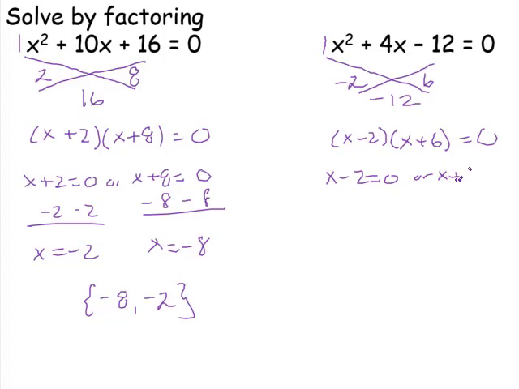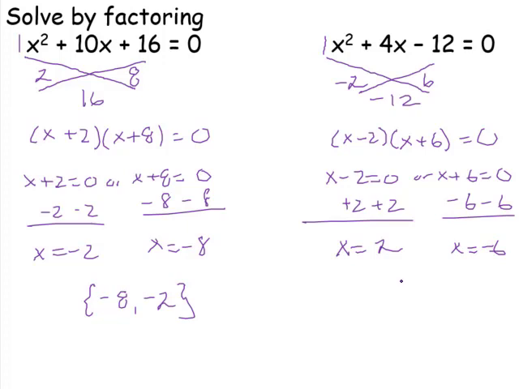So x minus 2 is equal to 0, or x plus 6 is equal to 0. Add 2 to both sides, x is equal to 2. Subtract 6 from both sides, and x is equal to negative 6. So our answer, negative 6, comma 2.